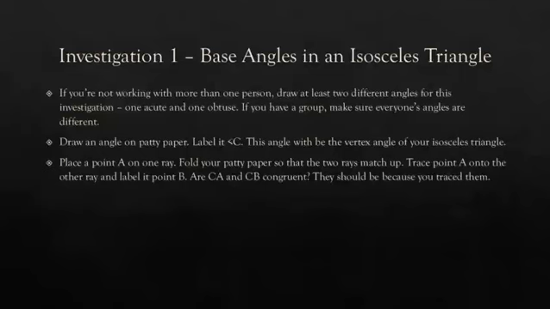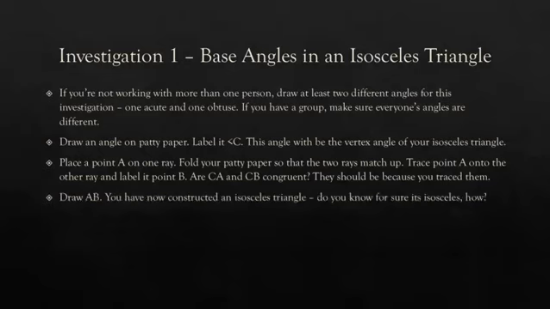Place a point A on one of the rays of angle C, and then fold your patty paper so that the two rays match up. You could also use your compass to draw a point at the same distance on the other side. Trace point A onto the other ray and label it point B. Are CA and CB congruent? Well, they should be. You just traced them so that they would be congruent. So then draw the last side of the triangle, AB. You have now constructed an isosceles triangle.